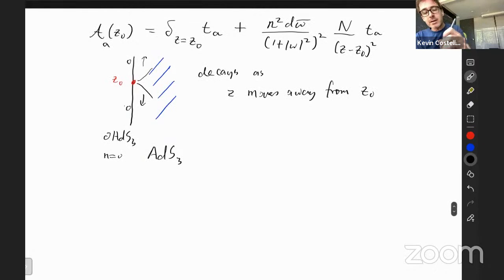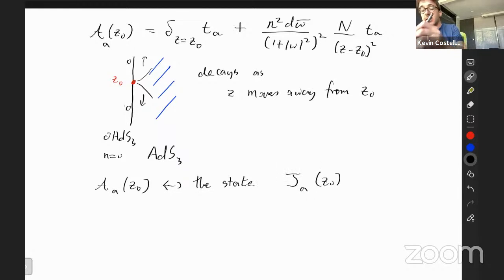Okay, so we're going to propose that A at z0 gets matched to the state J at z0 in the chiral algebra, where this is the SO(8) current, and that's written with color indices like that, from 1 to 8, and it's anti-symmetric.